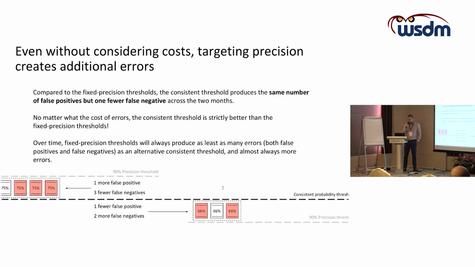So no matter what the cost of errors, even if we can't specify them, we're better off here, aren't we? Because we just make fewer errors: same number of false positives and fewer false negatives. And this is true in general. Over time, as we continue to target a particular precision, we're going to introduce these inconsistencies that are going to lead to more errors than we would have had if we just applied a consistent probability threshold across all the months.